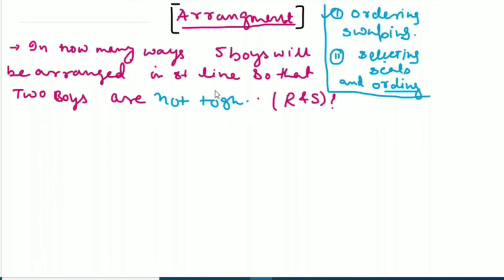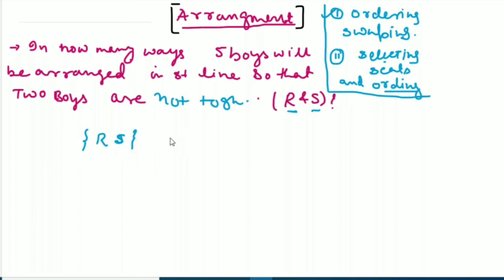Now, not together. And who are not together? Ram and Syam. It is defined that Ram and Syam are not together. So whenever we get this kind of logic, always understand how to do this problem. There are many ways of doing this problem. One way, and the best way I can tell you here, is that Ram and Syam are here.